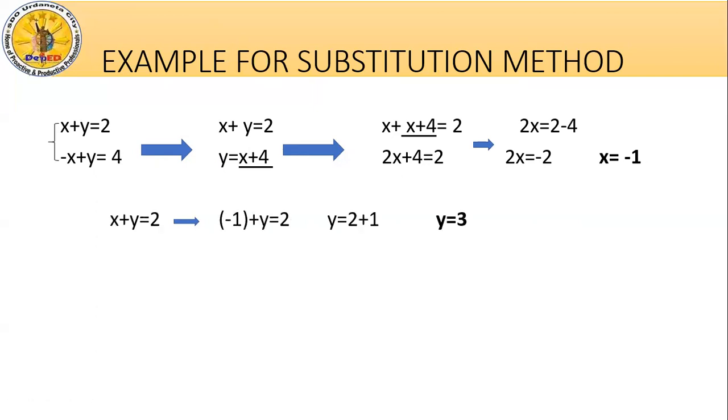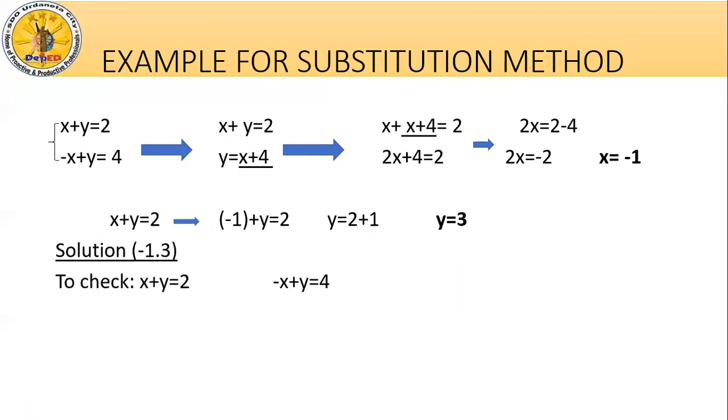Now, to find the value of y, we substitute it to the first equation. So x plus y equals 2. We already have the value of x, which is -1, so -1 plus y equals 2. Then y equals 2 plus 1, because by the addition property, we add +1 to both sides. Therefore, y equals 3. You can notice that we have the same solution as the first one: (-1, 3).